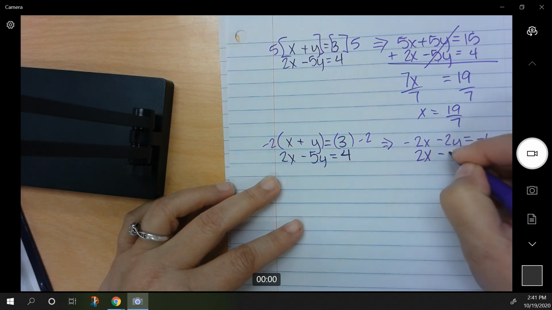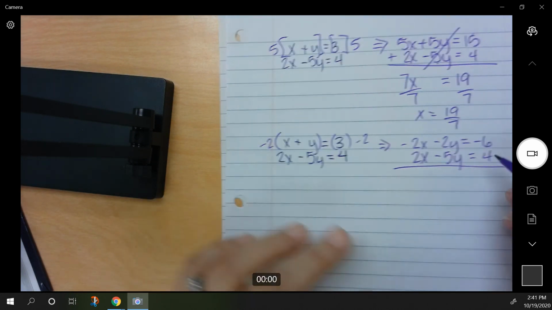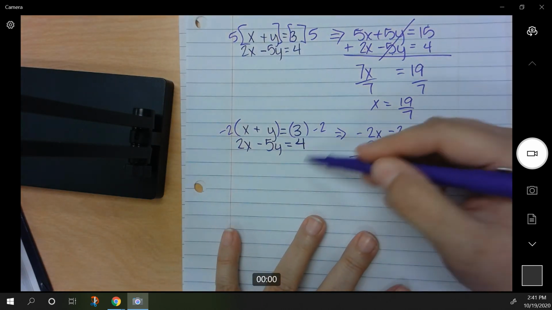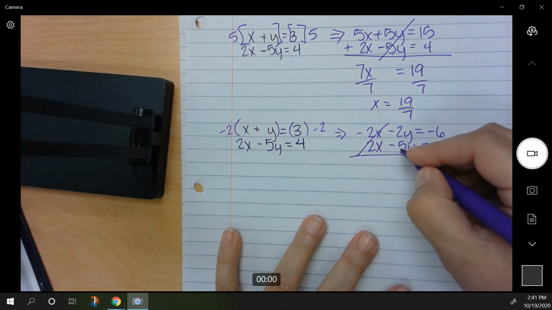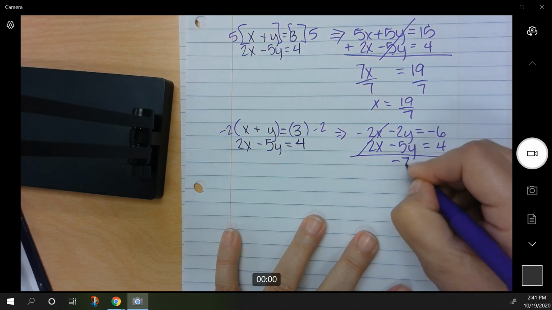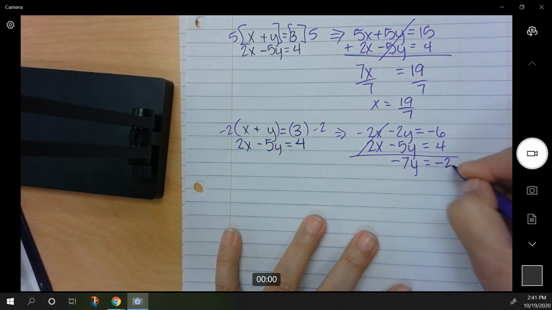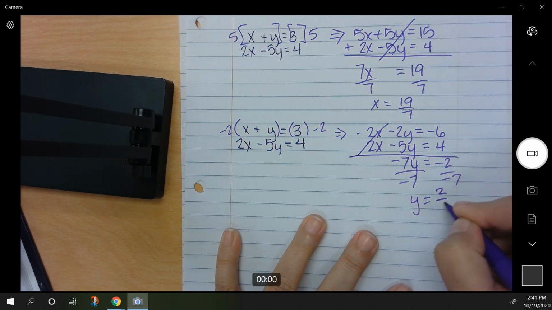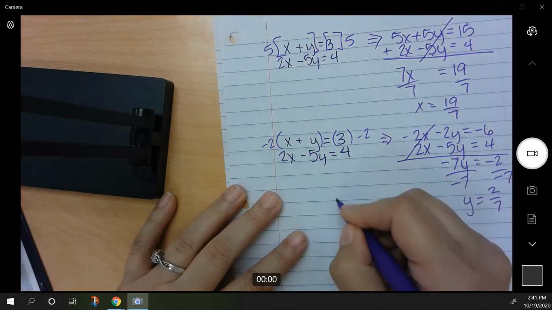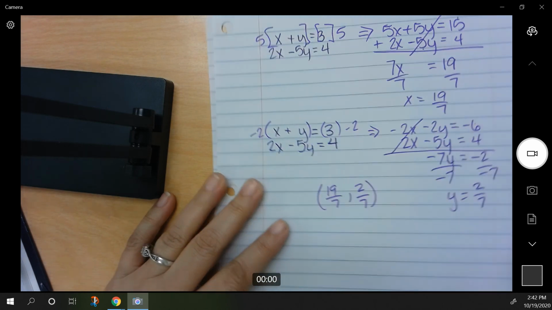Again, the second one did not change because I didn't need to make any change. Sometimes you have to change both of them. So -2x plus 2x goes away. -2 plus -5 is -7y. And -6 plus 4 is -2. Divide by -7. So y is 2/7. So you can see either way we get 19 over 7 and 2 over 7 as our answer.